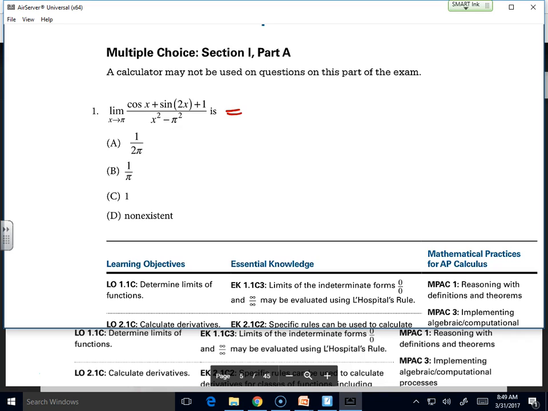Has anybody figured out what happens when you plug in? 0 over 0, keep going. Cosine of pi is -1, sine of pi is 0, 2 pi technically. 0 over 0. Let's do some algebra. Heck no, L'Hopital's. Don't you dare do algebra. There's no factor in there. So what do we do with L'Hopital's?